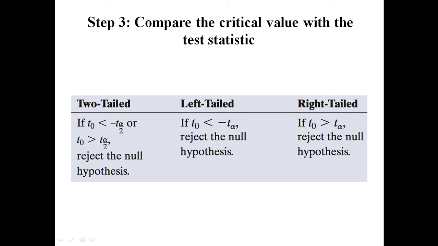Step 3. We will compare the critical value with the test statistic. In two-tailed test, if the test statistic is less than critical value or test statistic is greater than the critical value, reject the null hypothesis. In left-tailed test, if the test statistic is less than critical value, reject the null hypothesis. In right-tailed test, if the test statistic is greater than the critical value, reject the null hypothesis.